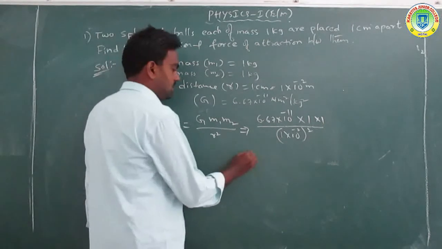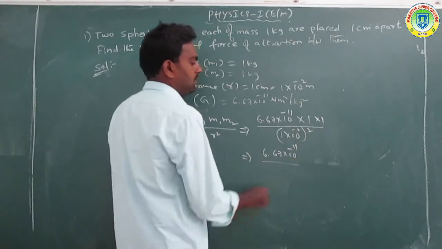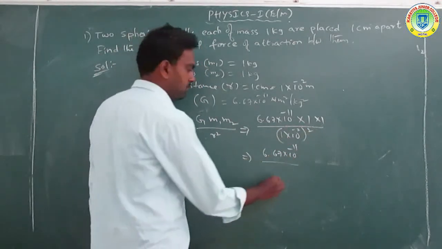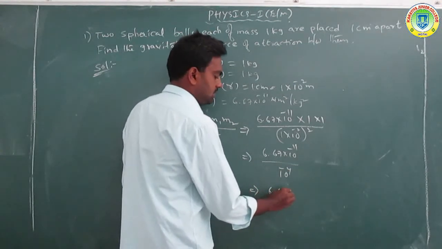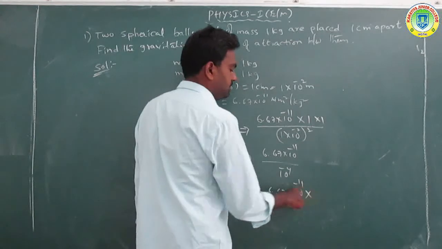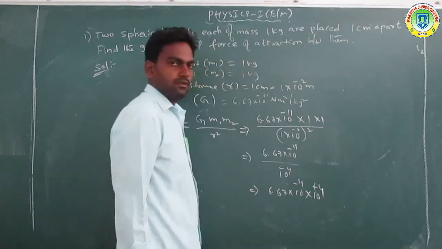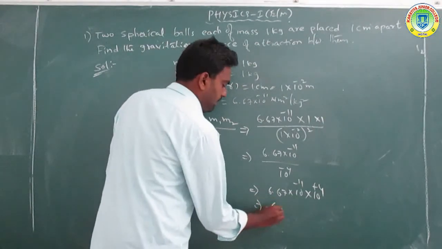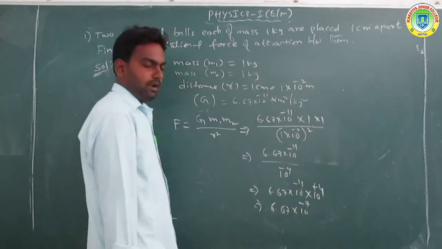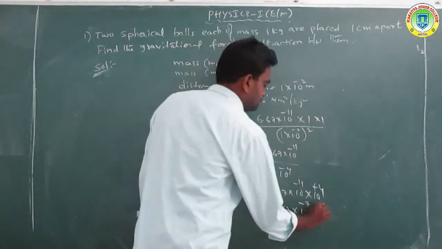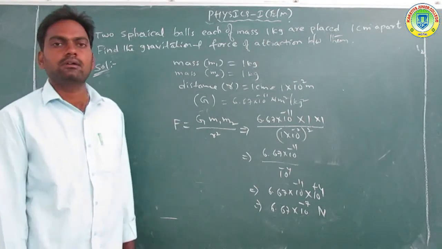So now 6.67 into 10 to the power of minus 11 divided by 10 to the power of minus 2 whole square, which is 10 to the power of minus 4. That gives 6.67 into 10 to the power of minus 11 into 10 to the power of plus 4, which equals 6.67 into 10 to the power of minus 7 newtons. That is the force of attraction between the two balls, or two bodies.